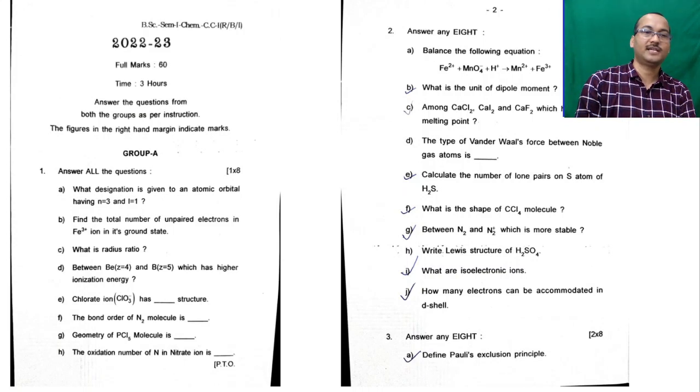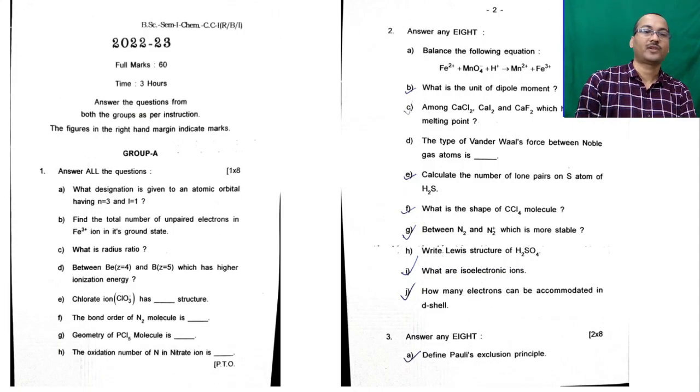So what is the designation given to atomic orbitals having n equal to 3 and l equal to 1? Next question, find the total number of unpaired electrons in Fe3+ ion in its ground state. What is radius ratio between beryllium Z equal to 4 and boron Z equal to 5, which has higher ionization energy?